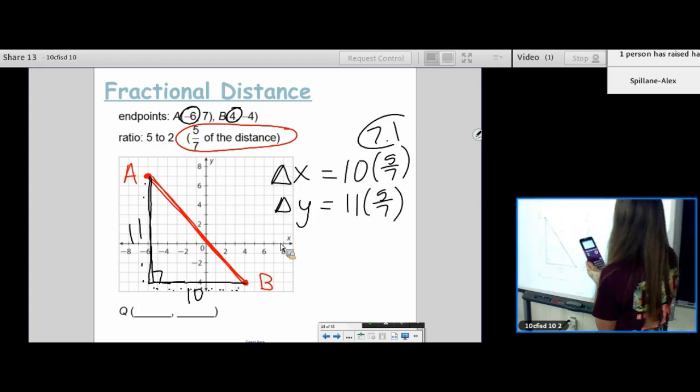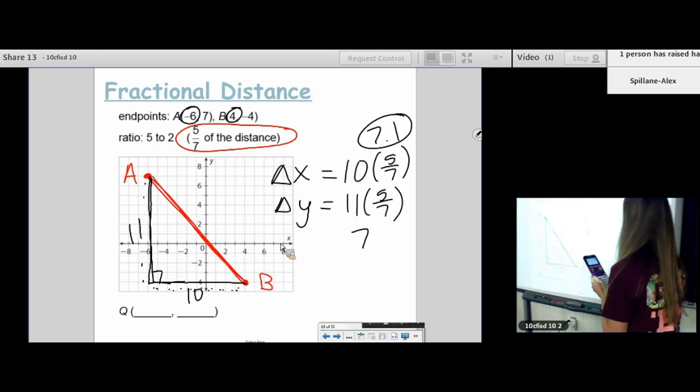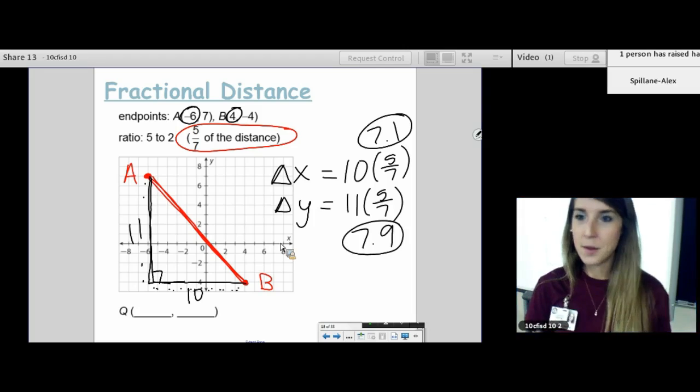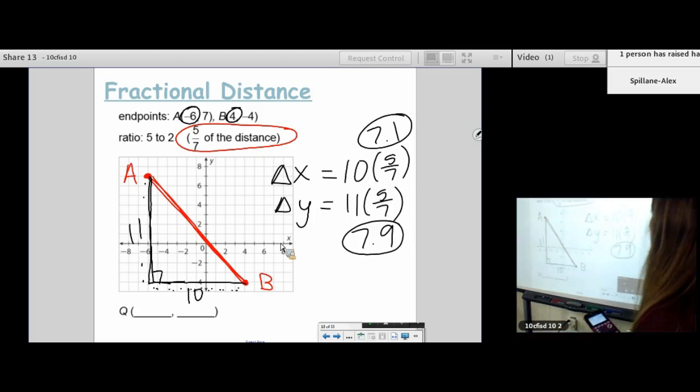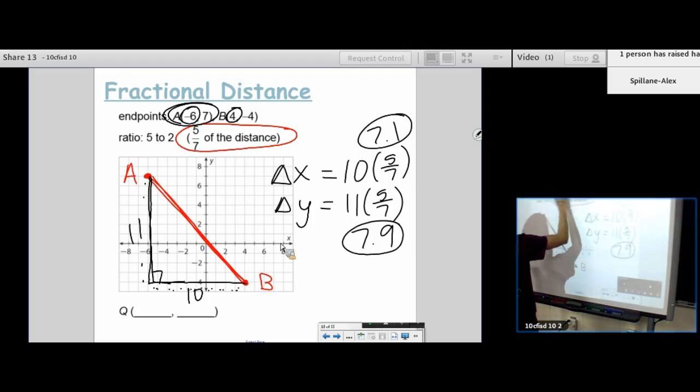7.1. We're going to round. 11 times 5/7. You know what you get? 7.9. I am rounding. Okay. So now you have two choices. You can add those points on here, or you can travel that distance on your graph. Like delta x, you can go over, starting at A, you can go over 7.1 and down 7.9.